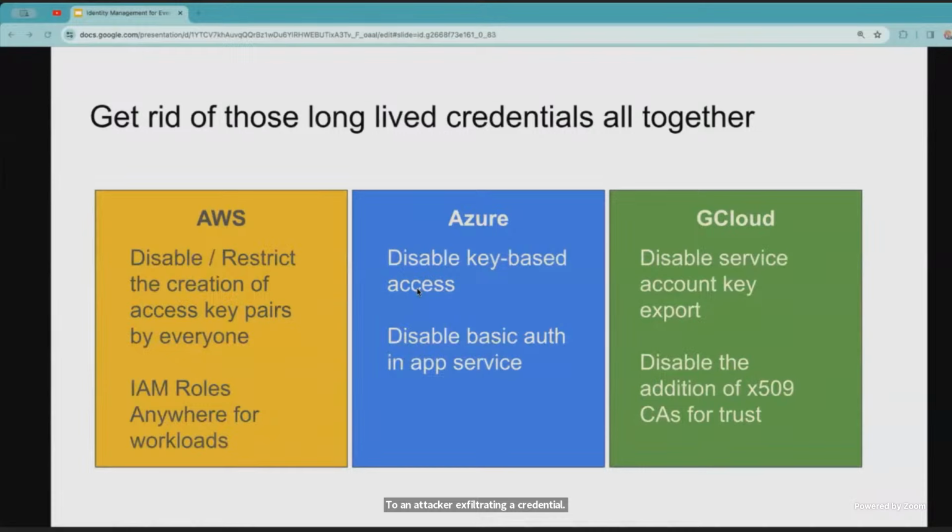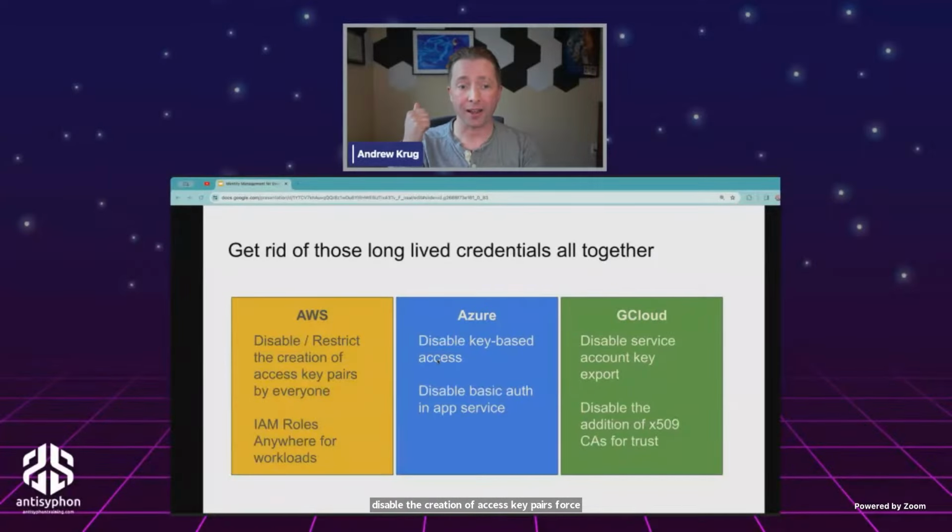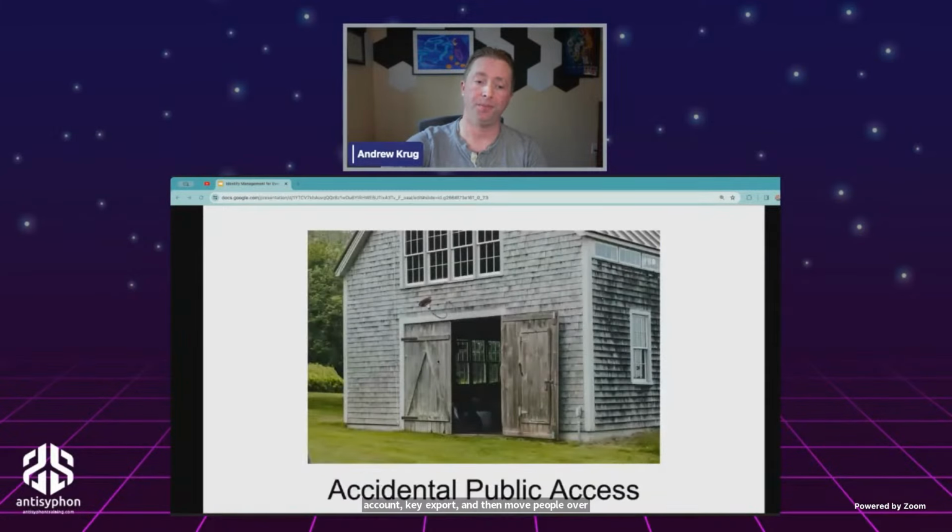So if you want to get rid of those long-lived credentials altogether, another great way to do that is actually to restrict the creation of them, right? So in every cloud, we have the ability to do things like disable the creation of access key pairs, force everybody onto single sign-on, disable key-based access, disable things like service account key export, and then move people over onto other vehicles for vending temporary credentials.